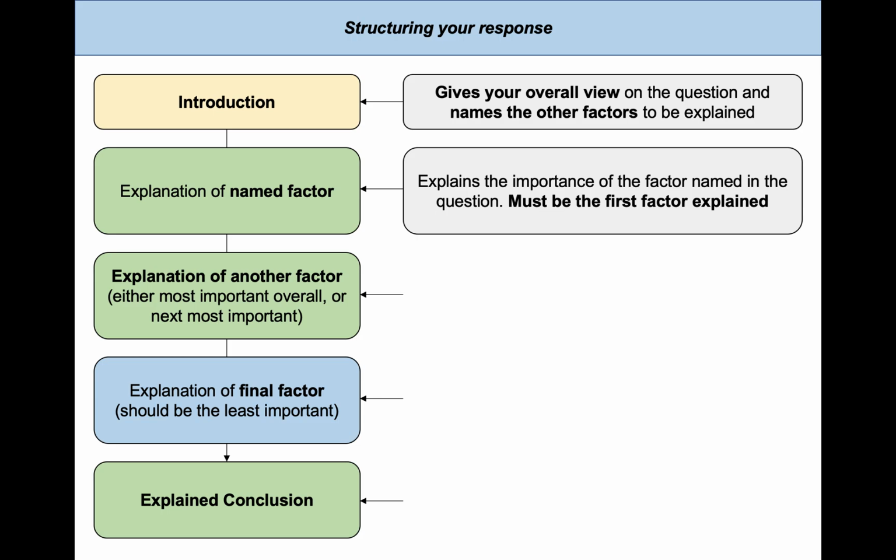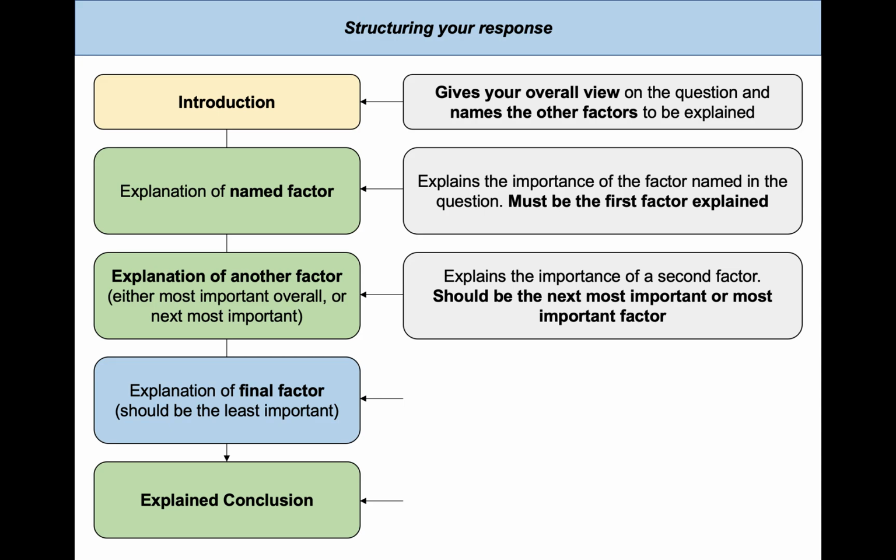Now, this must be the one that is named in the question, even if it's not your most important factor. Because the question names it, you must address it first. The next paragraph should focus on either the second most important factor, if you think the named factor is important, or the one that you think overall should be considered most important or most responsible, however the question wants you to think about importance.